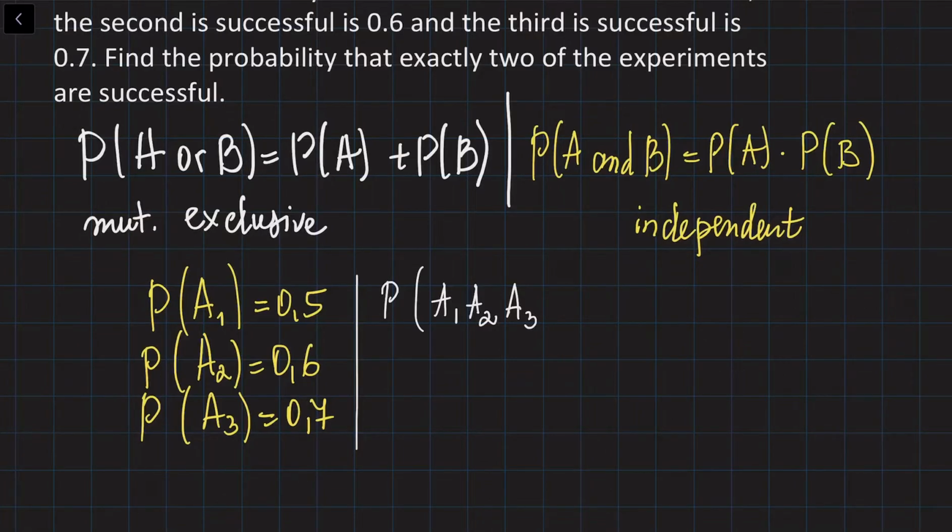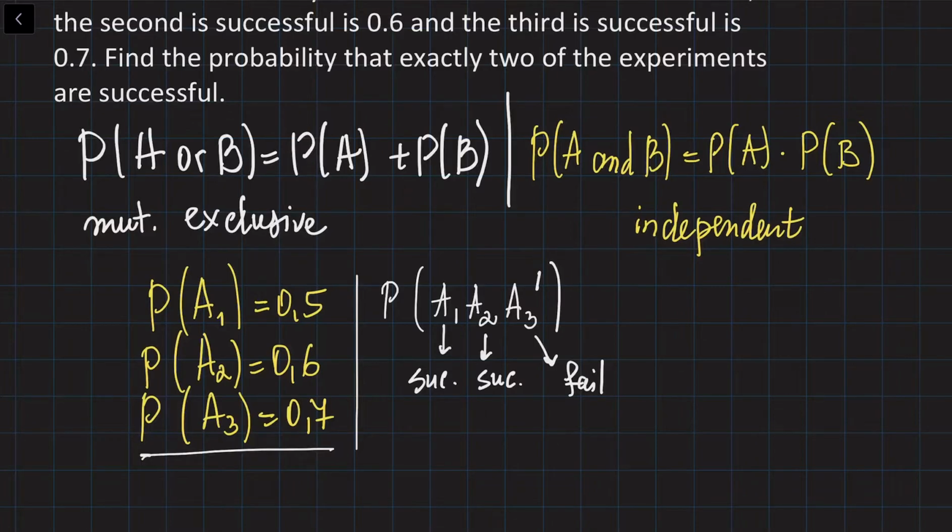So I'm going to find the probability of the series of experiments where the first one is successful, the second one is successful, and the third one is a failure. That is why I'm going to denote this with the prime, which is the complement of the event. For example, the probability that the third experiment is successful is 0.7, and the probability that it is not successful is going to be 0.3. It is its complement, right? If you remember, the probability of A3 prime is found by subtracting the probability of A3 from 1. It is equal to 0.3.